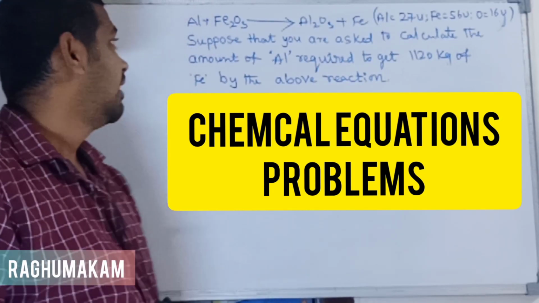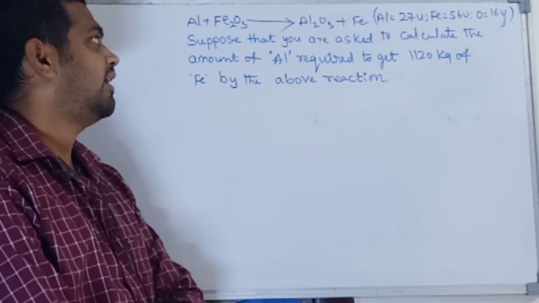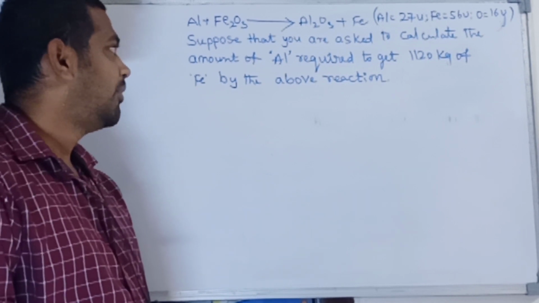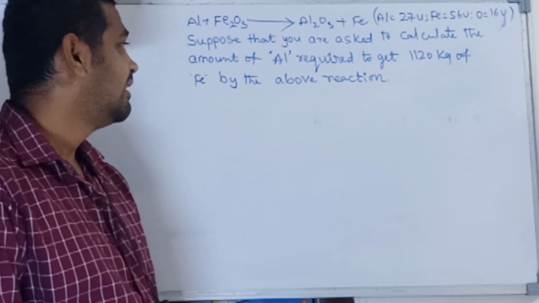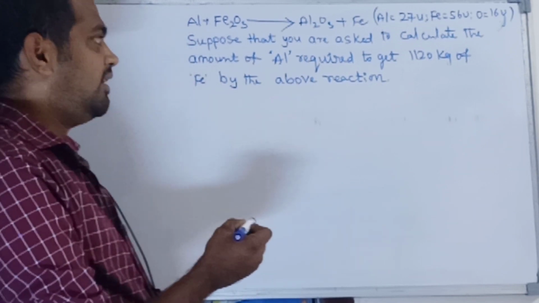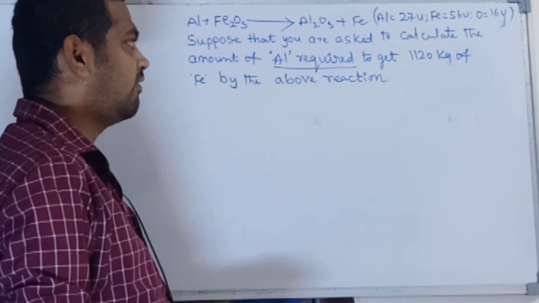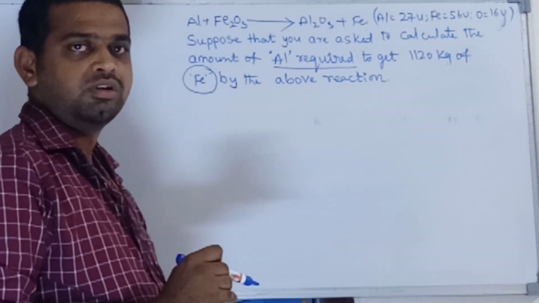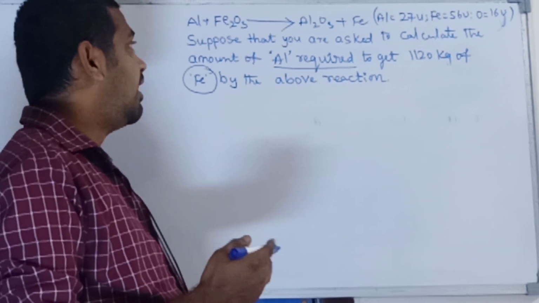The question is, aluminium and iron oxide are reacting together to form aluminium oxide and iron. Suppose that you are asked to calculate the amount of aluminium required to get 1120 kg of iron by the above reaction. So the question is asking how much aluminum is required to get 1120 kg of iron. So he gave the amount of output. By means of that, we need to calculate the input aluminum required.